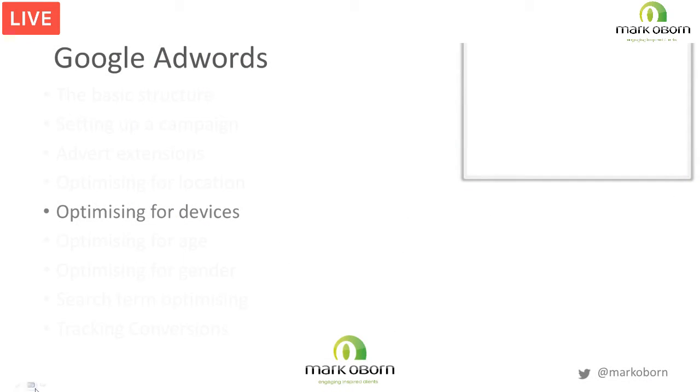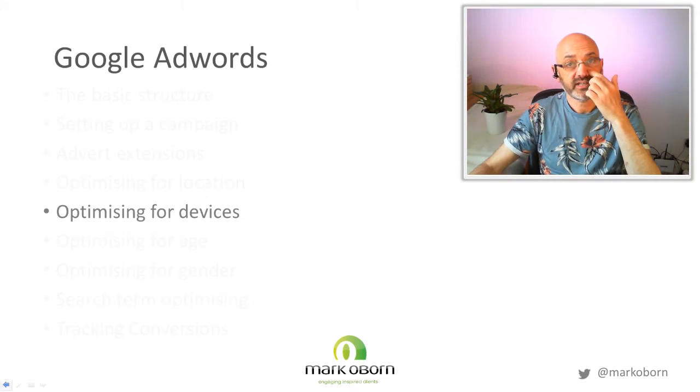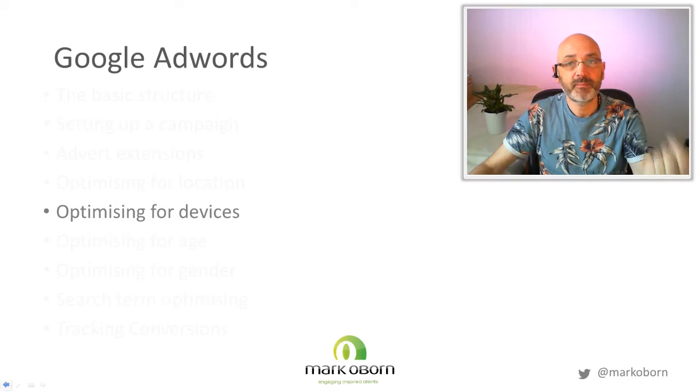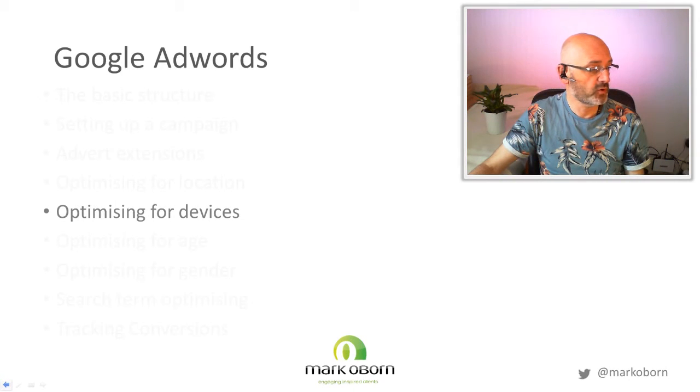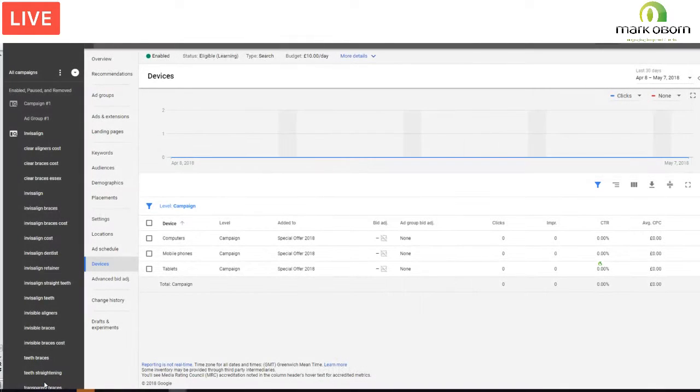We're then going to optimize for various devices. So let's look at that. We've looked at optimizing for a campaign. We can also optimize for devices. So let's look at that next stage. When we optimize for devices, you click on the devices tab on the left-hand side. So before we were clicking on locations, we're now clicking on devices, and we can see the devices.